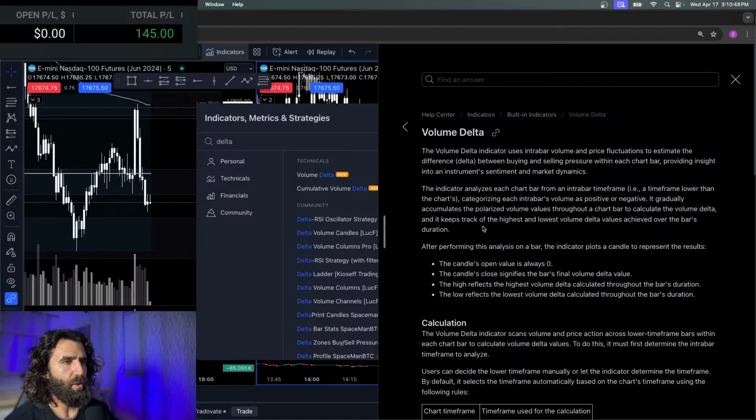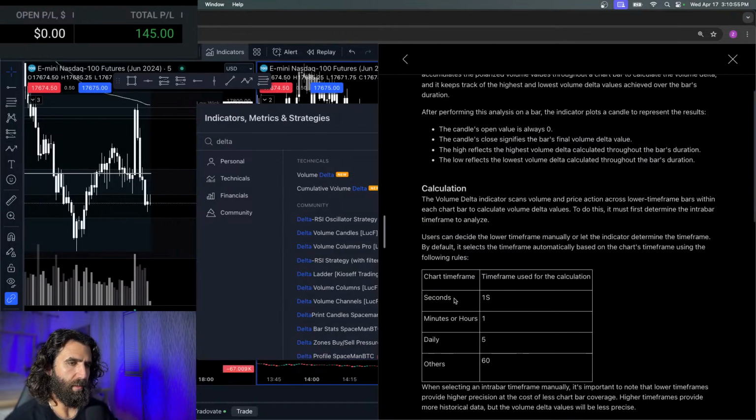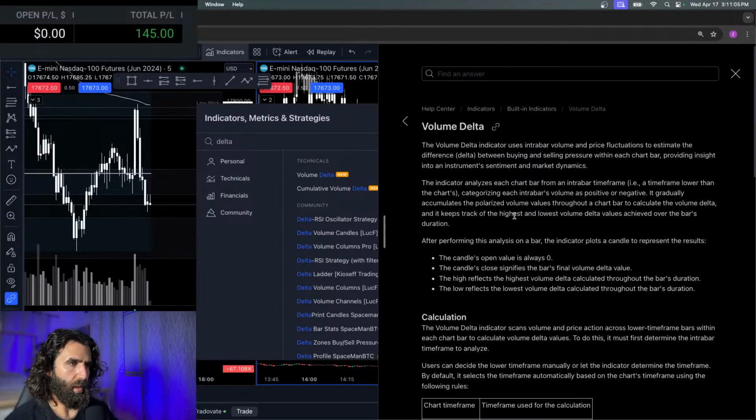Indicator analyzes each chart bar from an intrabar time frame inside of the bar, a lower time frame than you're actually trading on the chart. You can see that down here. If you're on this chart time frame, here's the time frame that it's using for calculation. I'm watching this 5 minute out of the corner of my eye, guys, by the way. It looks like it wants to come back down. But I'm going to finish this for a second.